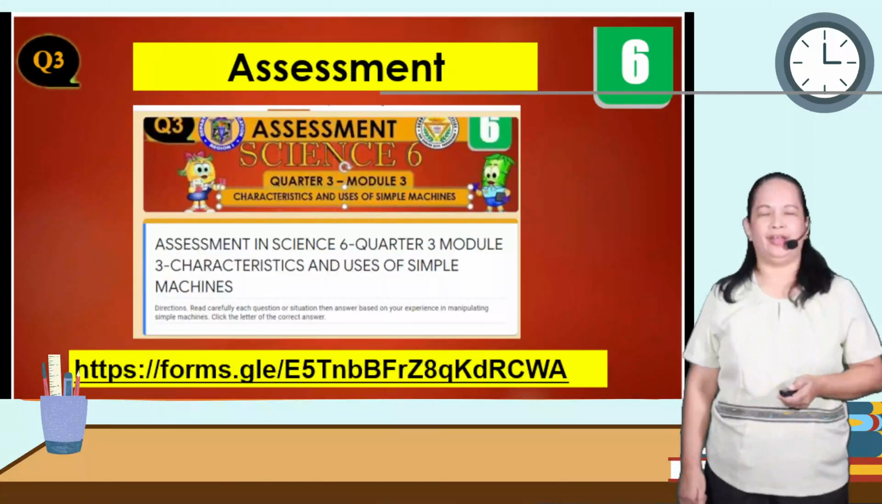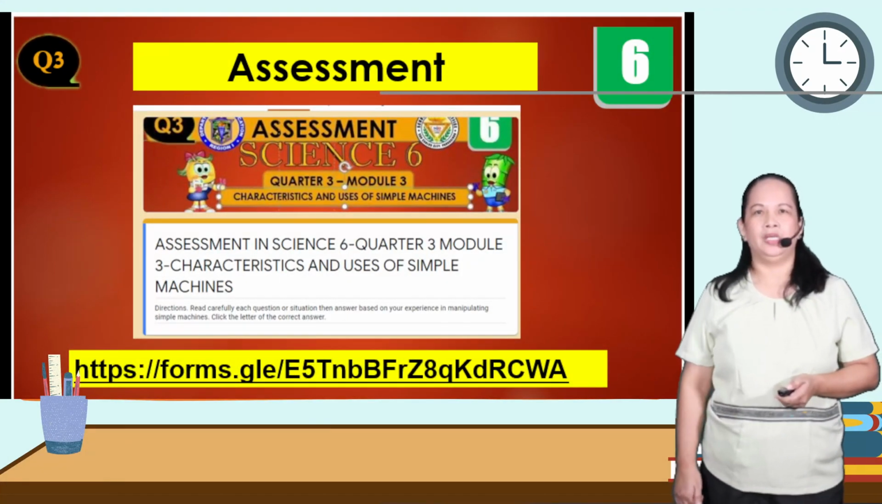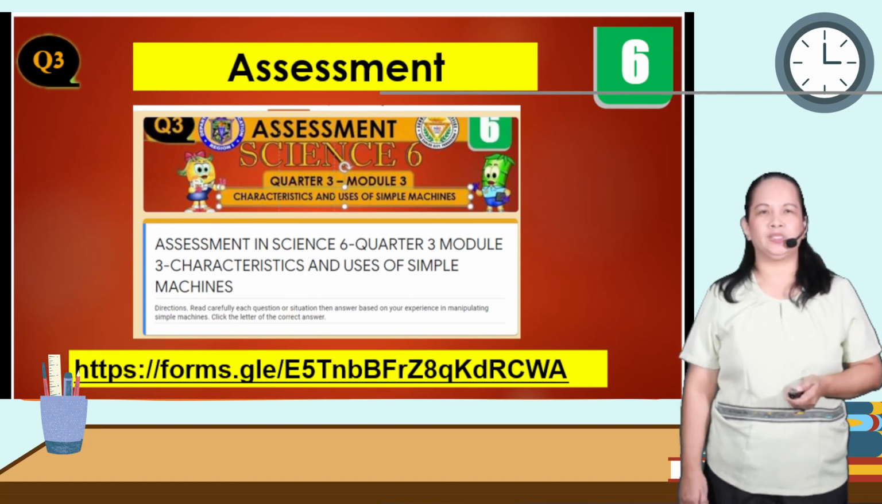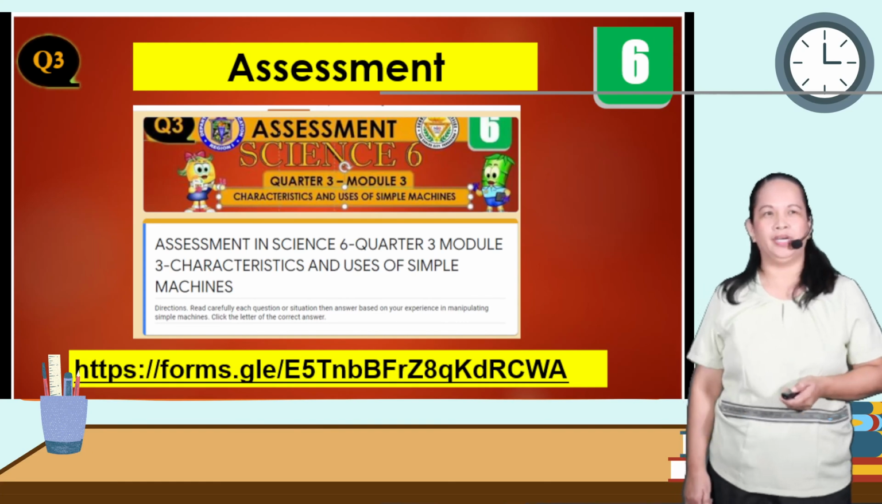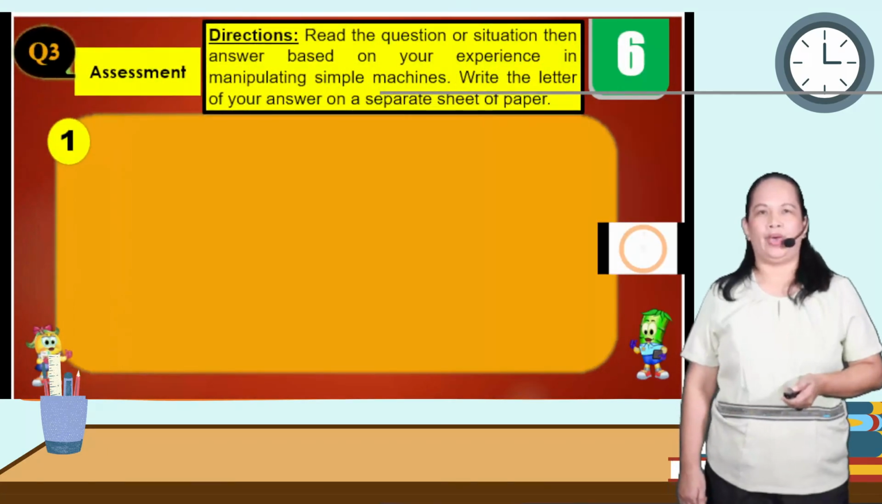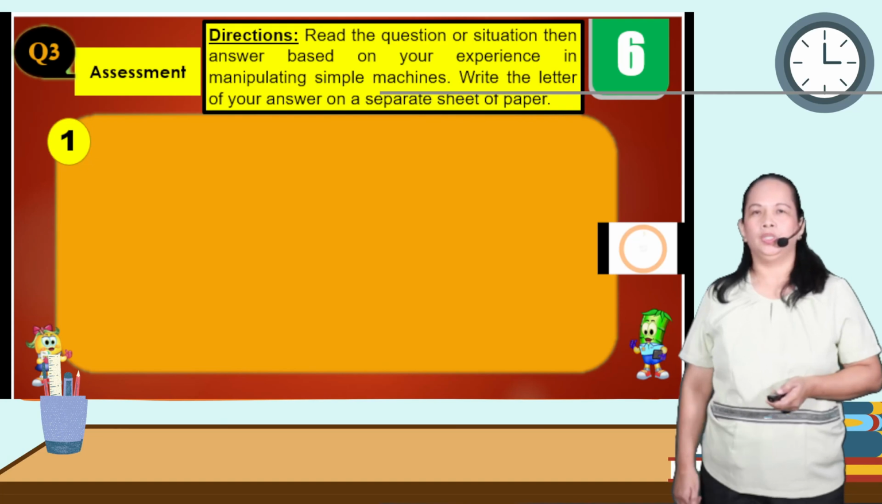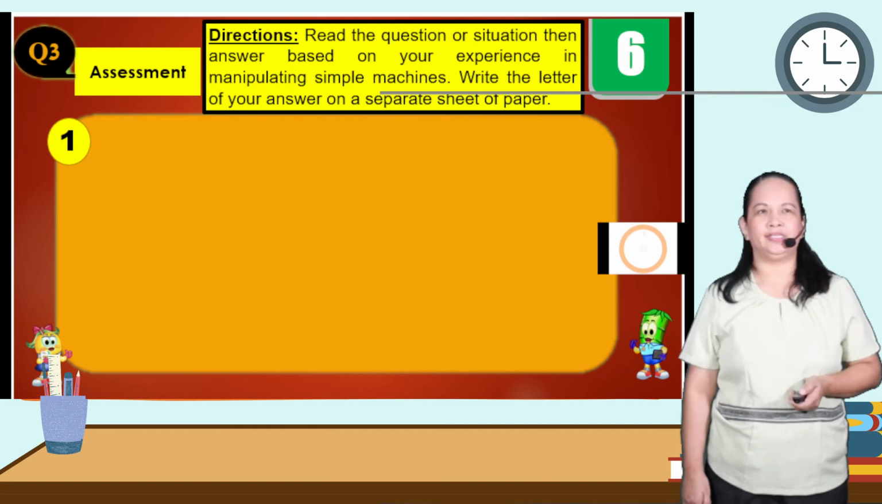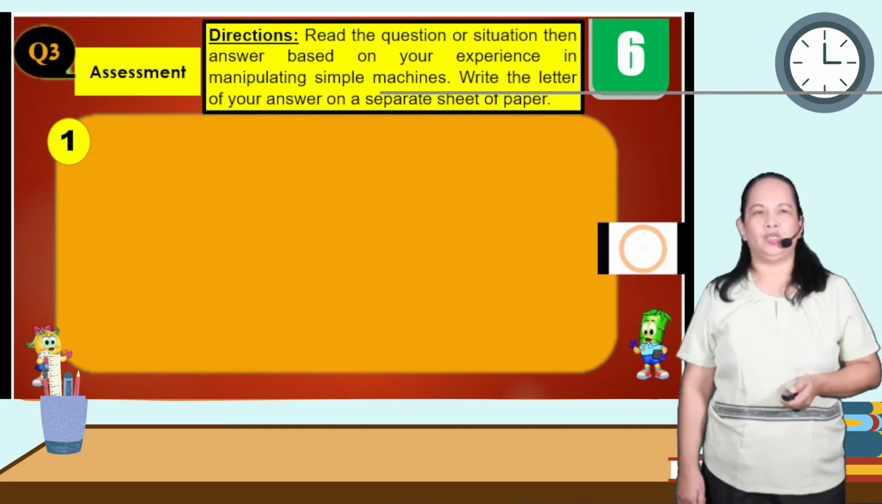This time, let us proceed to our assessment. So you can have a screenshot of our Google link so that later on you can answer that, and so that I can track the learners who are participating in our live cast in Science 6. Okay, so I will read the questions. You're going to write the correct answer, and I will give you 5 seconds to answer. You can comment your answer in the comment section.